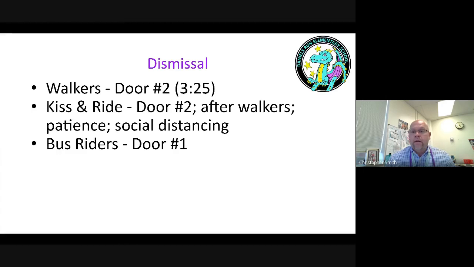Kiss and ride, teachers will get into this more tomorrow, but they're going to stay in their classroom. Parents, you'll be given a number, and when you come up, your number will be called. Kids will be walking from their classroom. So again, we just ask for patience. That's our plan right now. And if it doesn't seem to be working as more kids come back, we'll revisit it. But just be patient with kiss and ride. And our bus riders will use door 1.